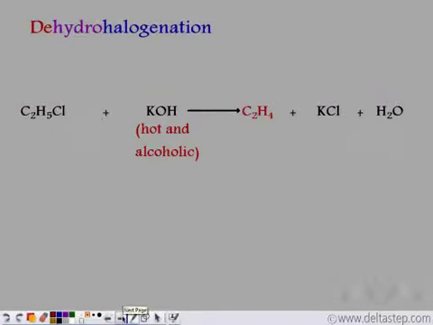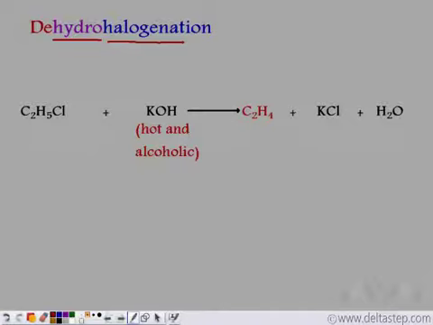Let's look at another method. This method is known as dehydrohalogenation. From dehydrohalogenation, we know it means the removal of hydrogen and the removal of halogen. So we take a compound C2H5Cl and we use KOH. Now this potassium hydroxide is taken in the hot and alcoholic form. This is a very special reagent in organic chemistry. So when it is taken in the hot and alcoholic form, it is used for dehydrohalogenation.